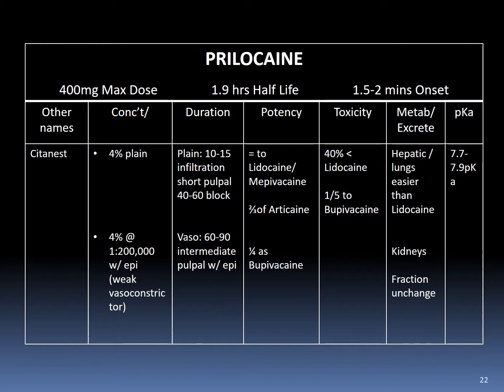The potency is similar to lidocaine and bupivacaine, and of course it is not as strong as articaine, nor as toxic and potent as articaine and bupivacaine. It is a very safe drug. You'll notice that it is actually 40% less toxic than lidocaine, which is why it may be a drug of choice for many patients. When we look at metabolism and secretion, the metabolizing of it in the lungs and the liver is much easier than lidocaine. And secretion, again, is in the kidneys, and a fraction is excreted unchanged. The pKa is between 7.7 and 7.9.